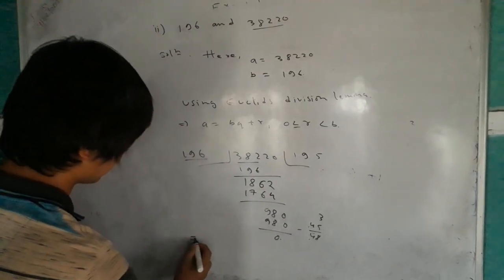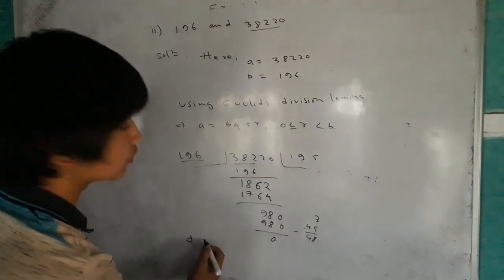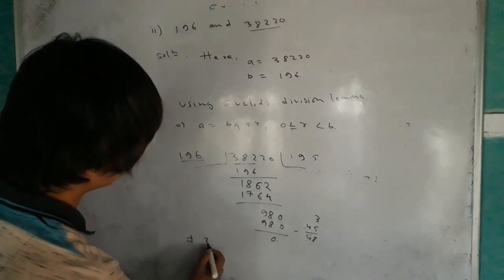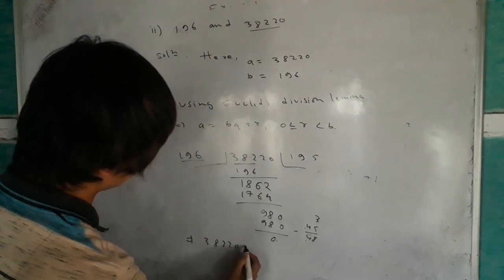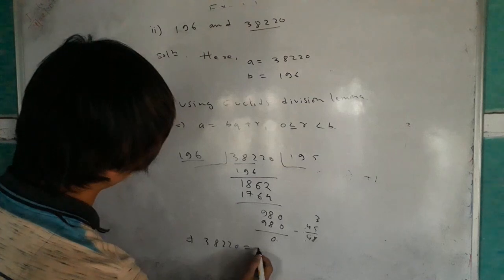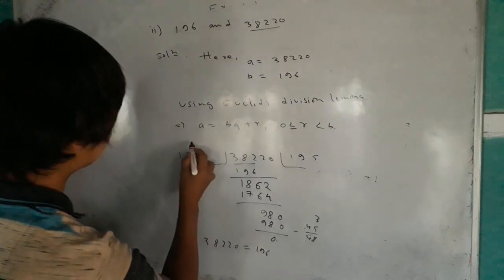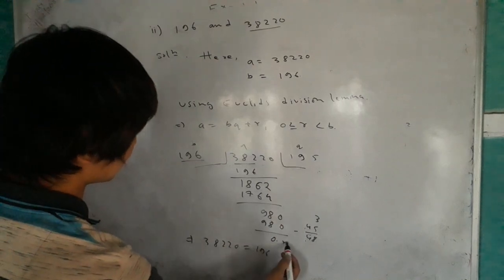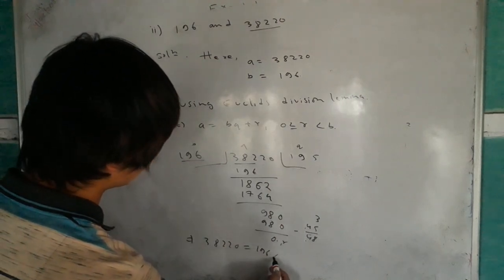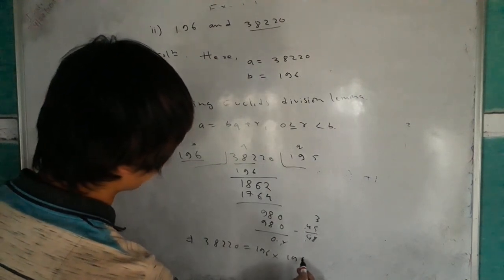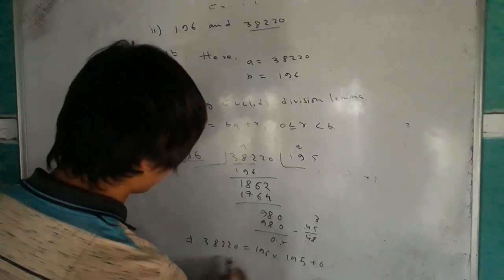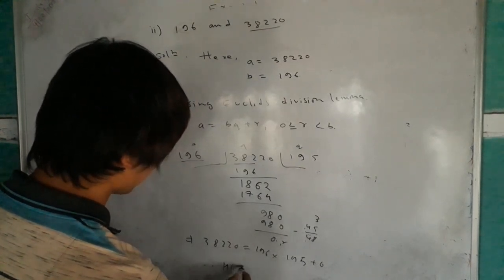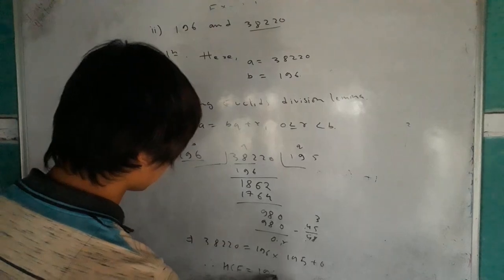Therefore, according to Euclid's division lemma, 38220 equals B, which is 196, into 195 plus 0. This is B, this is A, this is Q, this is R, right? Therefore, the HCF will be 196.